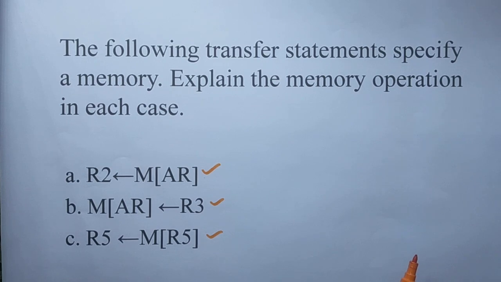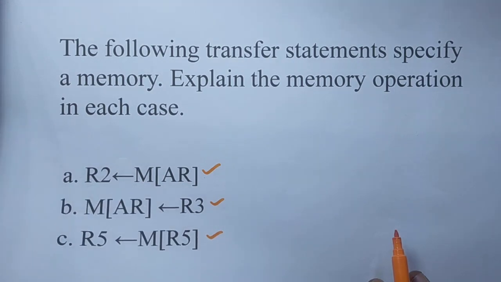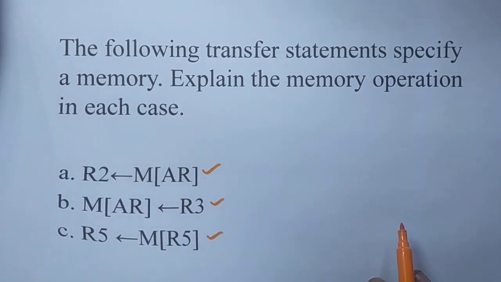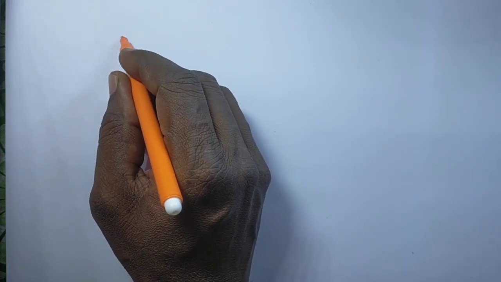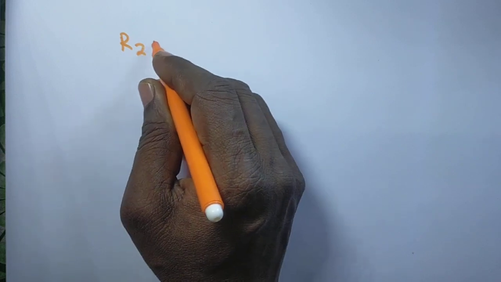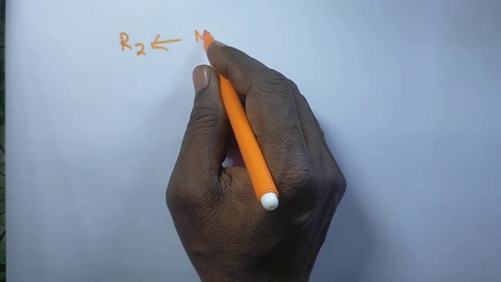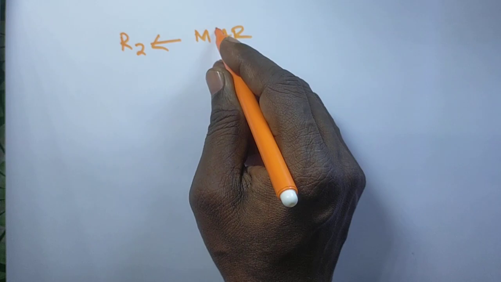Okay, so what does it mean? How to define it? What is the concept of this? Now I will discuss them one after another. What is the concept whenever the transfer statement is defined in this way? Okay, now we see the first case. Suppose case 1, R2, here is memory AR.